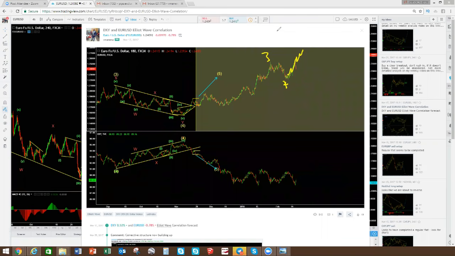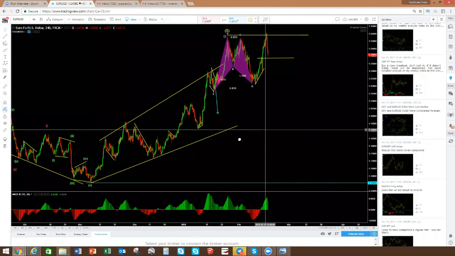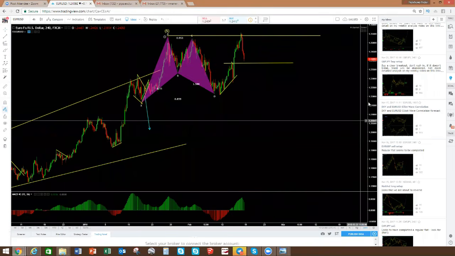If this is our 3, this is our 4, then it means we need to get this wave 5. But 2 weeks ago I showed you an alternative. And I'm going to show you both alternatives that we're looking at now.